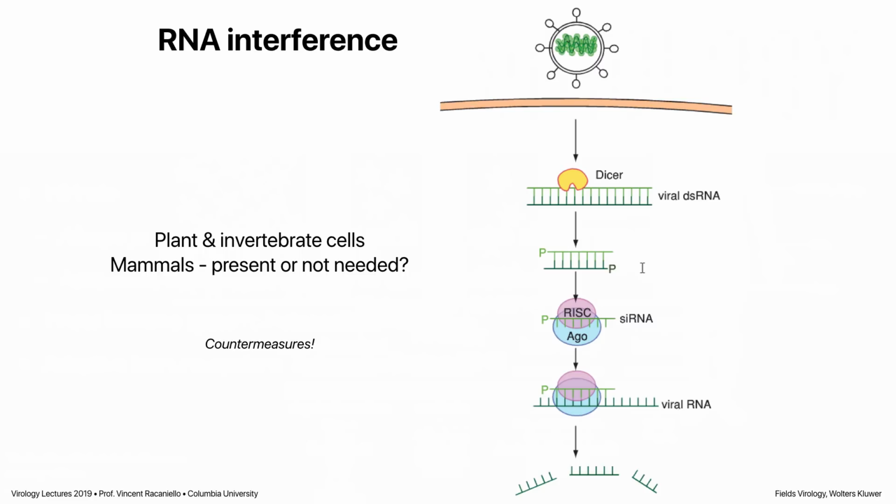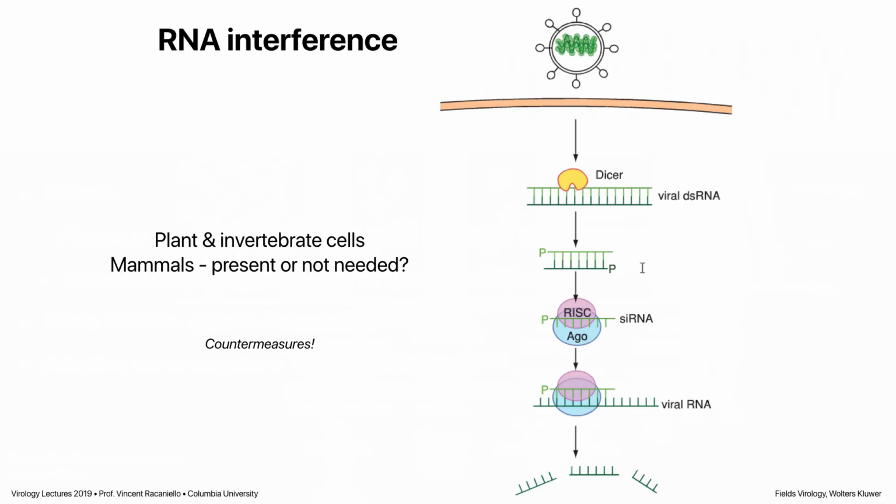Argonaute. And this complex will then find a target viral RNA that's complementary to this short sequence, and it will guide the RISC complex to it, and it will chop up the RNA. So it is anti-RNA defense based on the sequence of the RNA. The RNA comes in, it's chopped up, and those pieces then direct the RISC complex to chop up more genomes, so this can clear the infection.